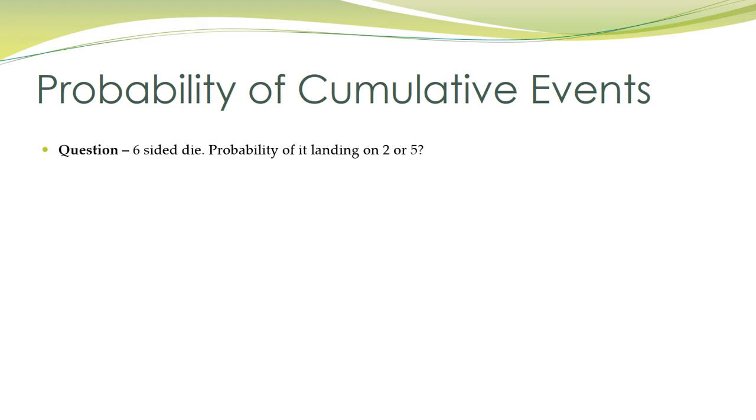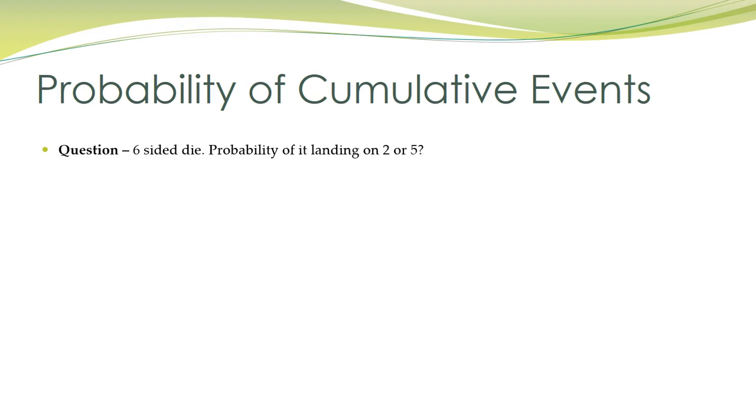What's the difference between successive events and cumulative events? Well, for successive events, we wanted to know the probability of event A happening followed by event B happening. In the case of cumulative events, we want to know the probability of event A happening or event B happening. Let's see a worked example of this. We have a 6-sided die, or dice as most people call it, although the singular is die. Probability of it landing on 2 or 5.